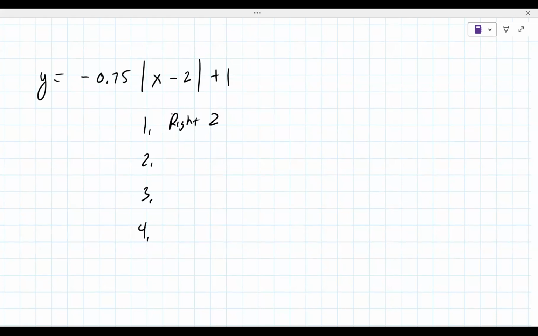What else? Then we got, I think, reflection over x, and then vertical compression, and then one up. Okay. So I heard up 1. I heard reflection over the x-axis. All right. 0.75. Is that a stretch or a compress? Compress. So it's a vertical compress by 0.75.